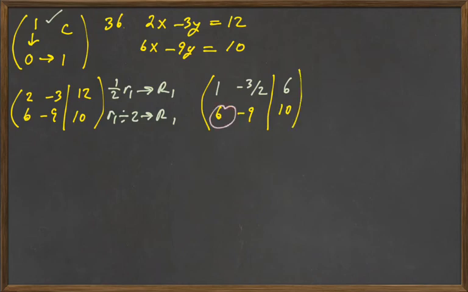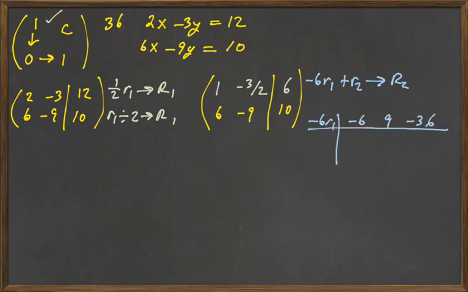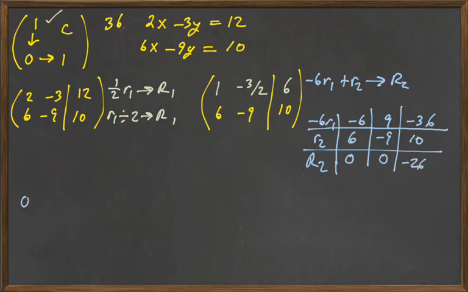We'd like to make a 0 here. That's in column 1, so we're going to use row 1, and the opposite of 6 is negative 6. So we're going to do negative 6, row 1, plus row 2, and that's going to replace row 2. So negative 6, row 1: negative 6, 9, and negative 36. Row 2 is 6, minus 9, and 10. Adding those: 0, 0, and minus 26.